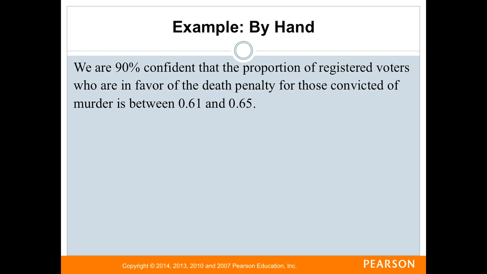This is an interpretation that you'll want to get used to. These start to all look the same, and that's okay. We can always use the same little template. Basically, we can say we are, and then we put the confidence level, and then we have to put a little context around it. In this case, we were talking about registered voters who are in favor of the death penalty. This could vary based on the question. We could be talking about, for example, the proportion of Americans who approve of President Obama. And then we just give the two values that we calculated.